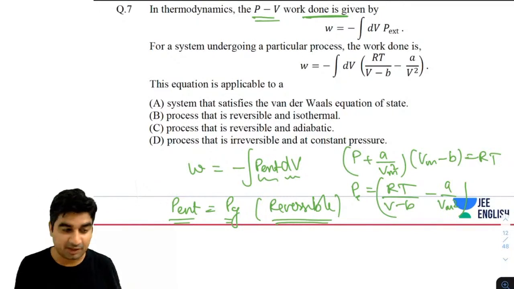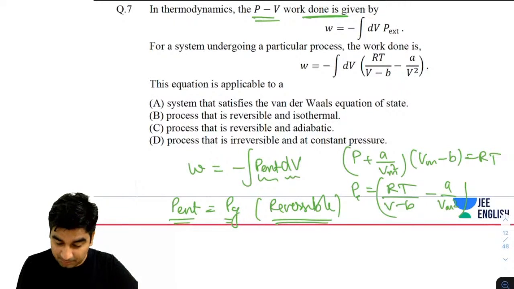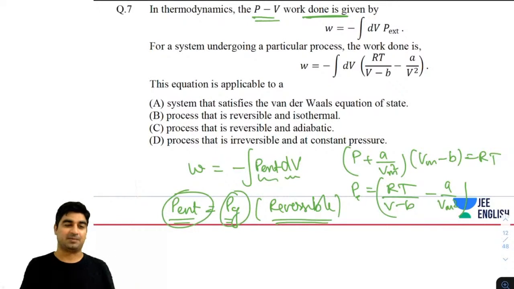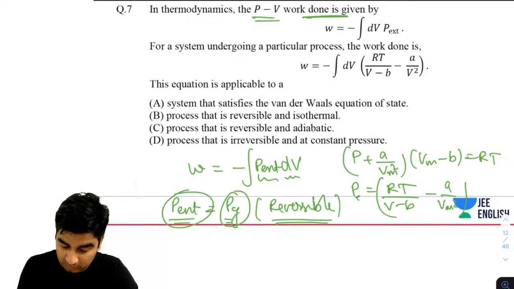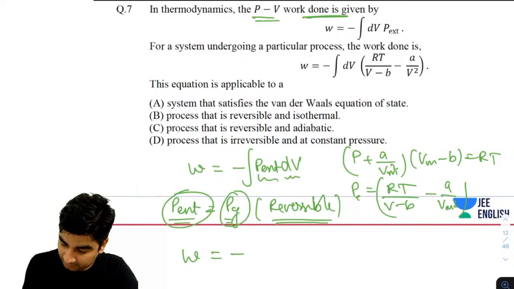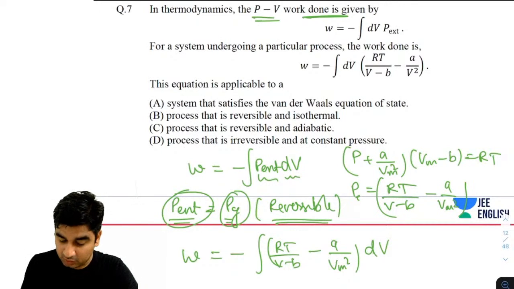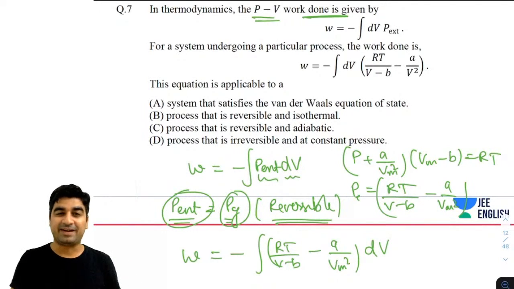So guys, I was telling you that if the process is reversible, we can say P gas will be equal to P external, right? In case of reversible. So W is equal to the integral of P external, which I can write as RT over V minus b, minus a over Vm square, into dV. So guys, from here I'm getting this.